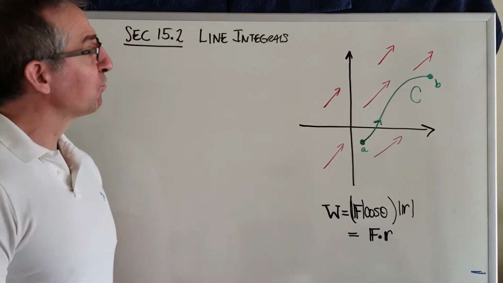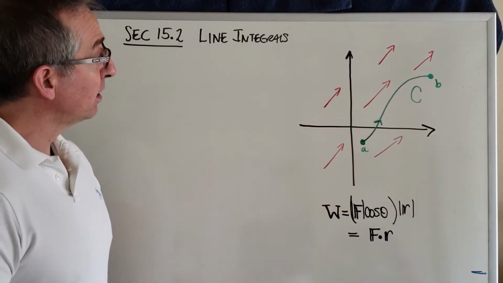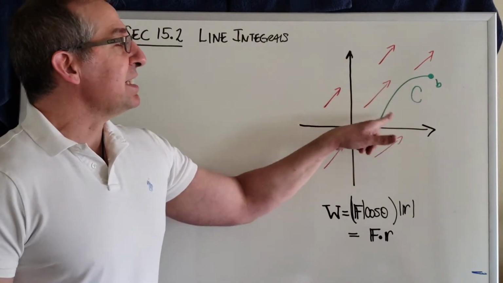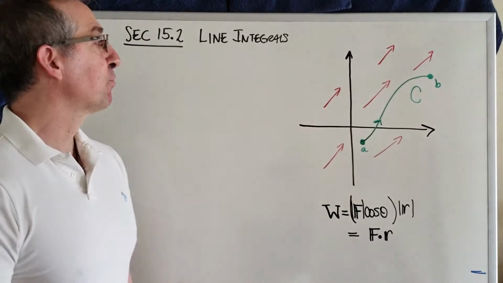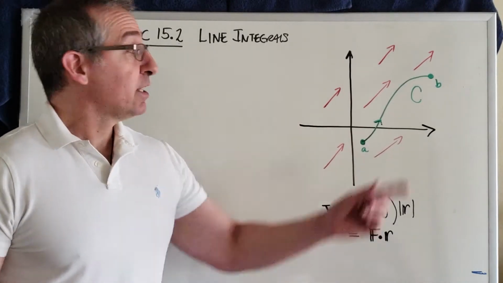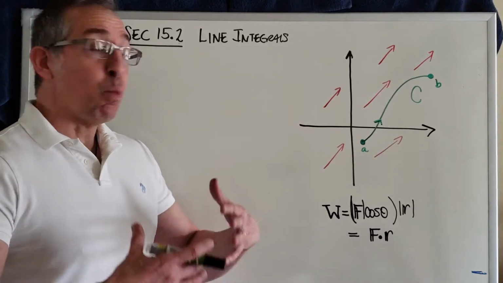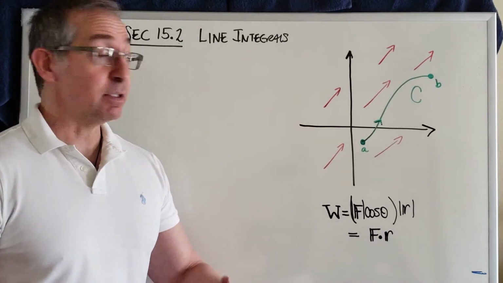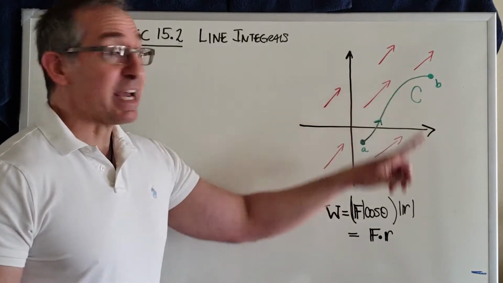Here's the idea. Here's our vector field, that's all the red arrows. There's a curve C, imagine dropped into the vector field. Imagine that that's the path of an object traveling in that direction. And what we want to do is determine what's the work done by the force field moving that object or particle or mass or whatever along that curve.